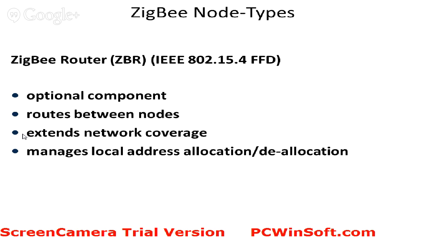Routers basically extend the network coverage because they are relatively high power devices and they can have children, and they manage the local address allocation and deallocation. Since a router can have children, the local addresses or short addresses are assigned by the router to its children.